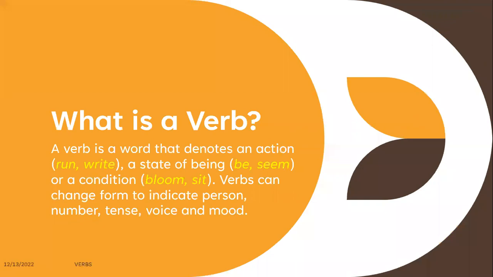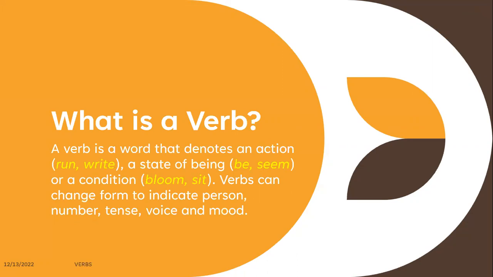So what is a verb? A verb is a word that denotes an action (run), a state of being (be, seem), or a condition (bloom, sit). Verbs can change form to indicate person, number, tense, voice, and mood.